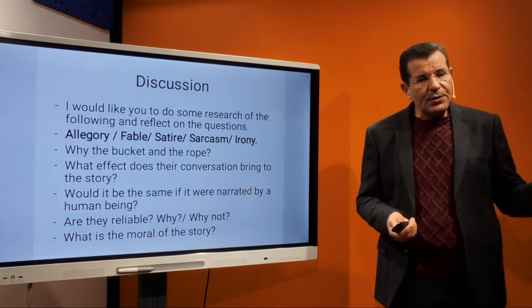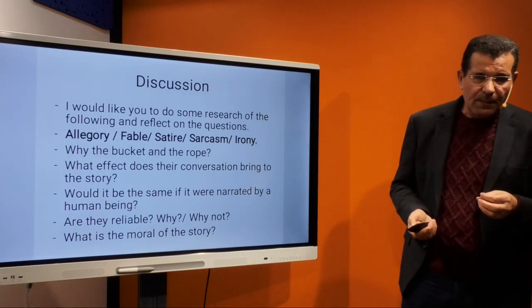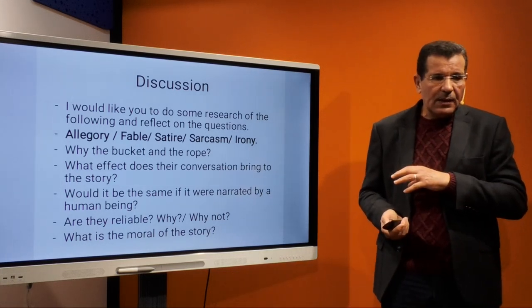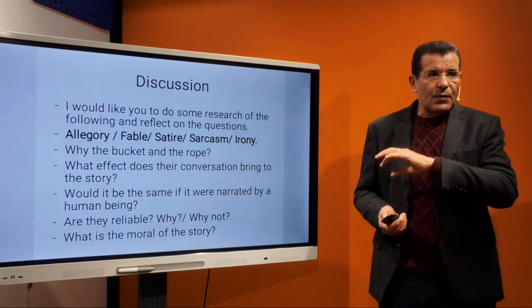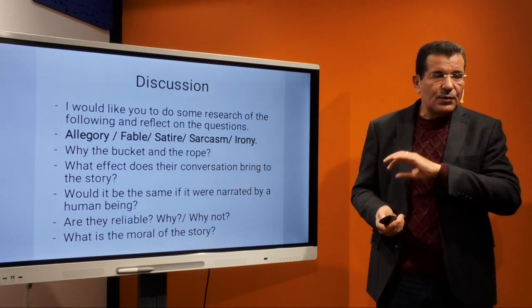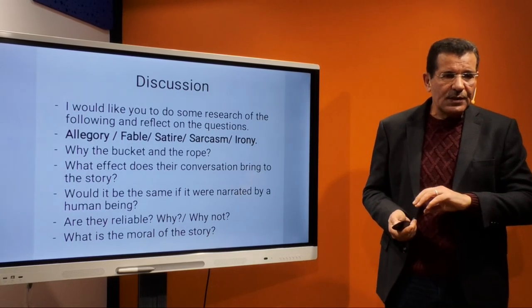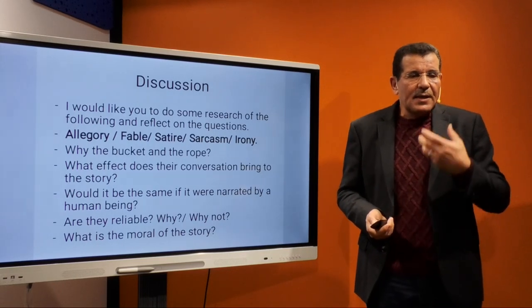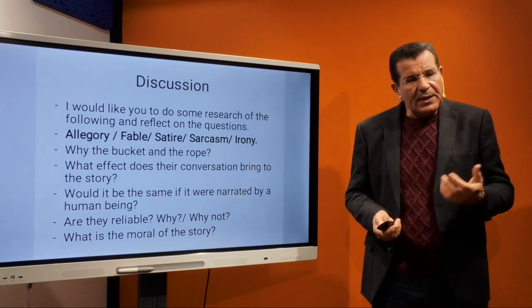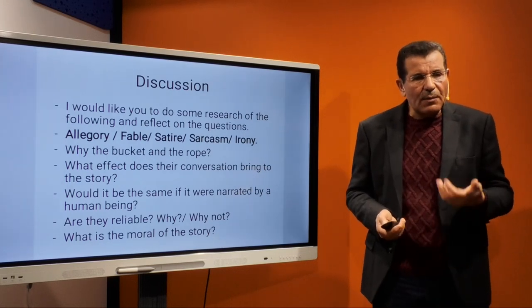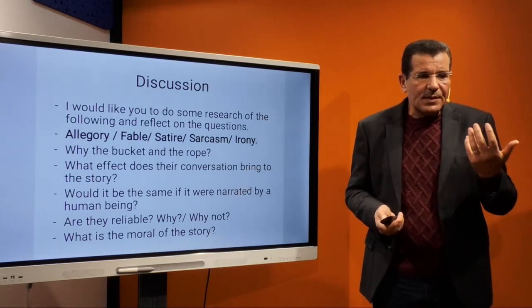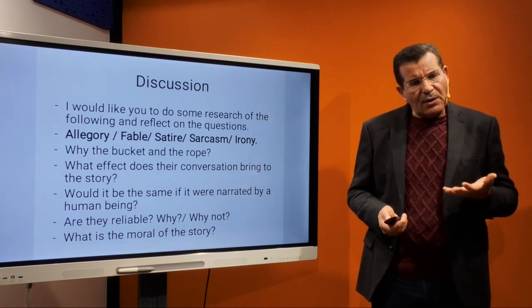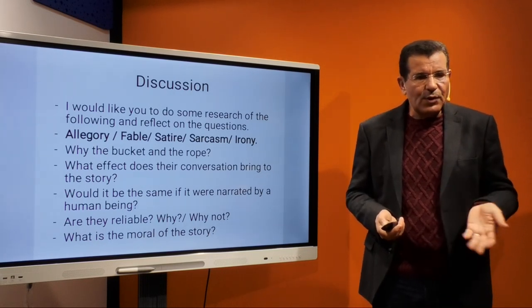And throughout these stories, as I said, the bucket and the rope is an allegory. It is written and narrated from the point of view of two inanimate objects, and the moral is there to condemn. Instead of revealing and explaining the human complexity, it deepens our concept of the complexity of human behavior.